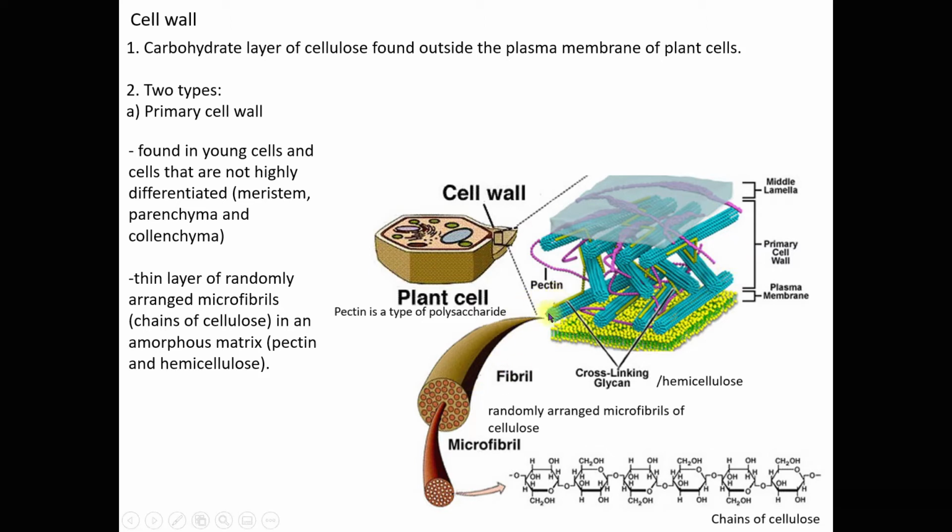Boleh nampak ini pectin yang purple ni, and then hijau ni hemicellulose. So matrix ini ada banyak pectin dengan hemicellulose. So if you're wondering what is the component of these microfibrils, kalau kamu at cellular level, they consist of chains of cellulose. So these chains of cellulose made up this microfibril, and this microfibril made up the fibril. Ini adalah fibril.